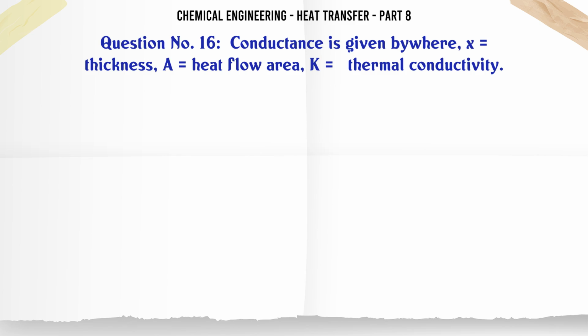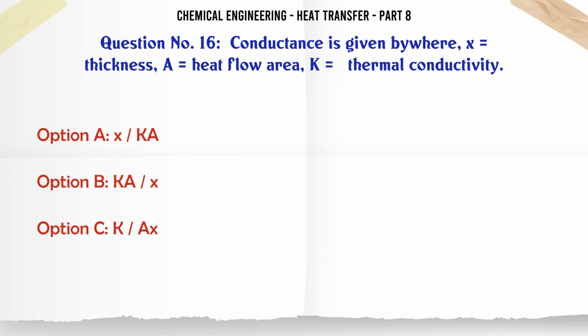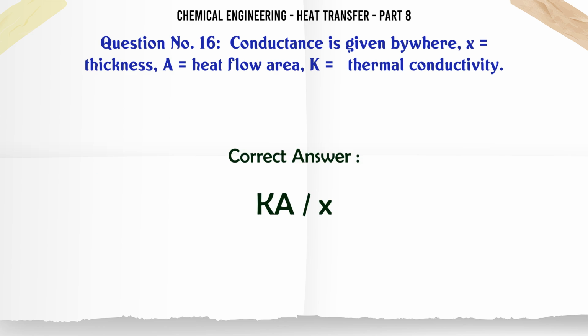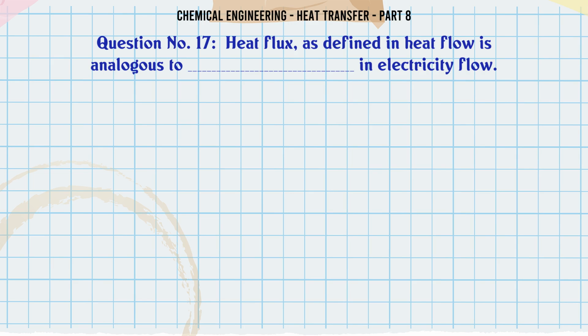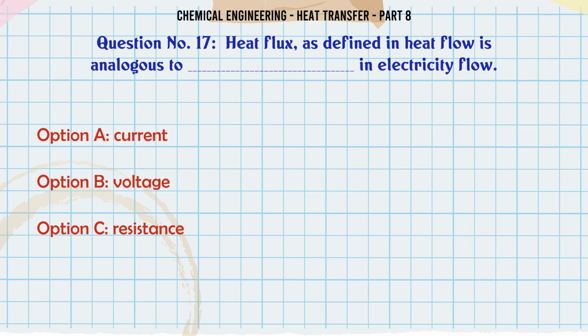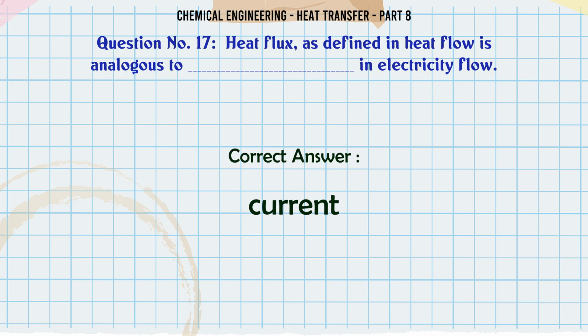Conductance is given by, where x is thickness, A is heat flow area, K is thermal conductivity. A. x/kA, B. kA/x, C. k/x, D. A/kx. The correct answer is kA/x. Heat flux as defined in heat flow is analogous to in electricity flow. A. Current, B. Voltage, C. Resistance, D. None of these. The correct answer is current.